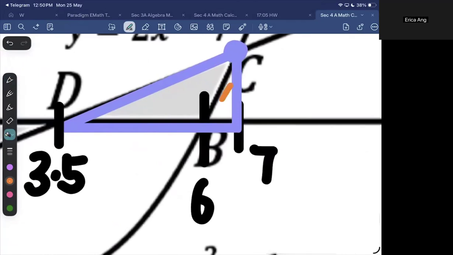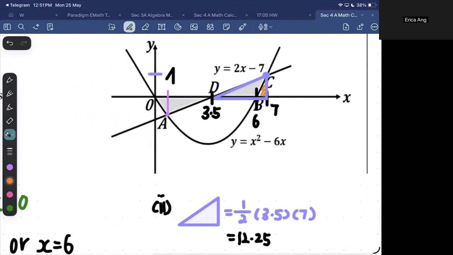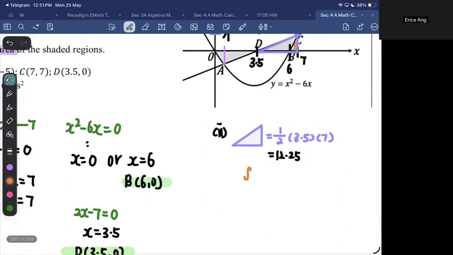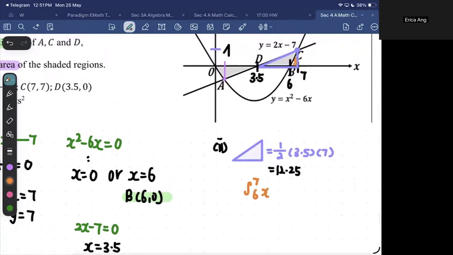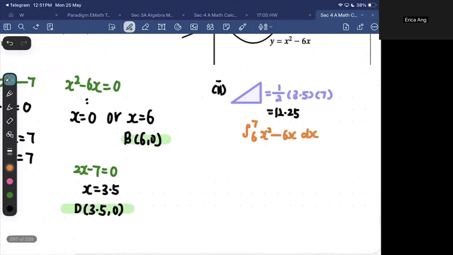So I need to find this one. Can you see this is area under the curve, right? Area under the curve. So what I'm going to do is integrate the curve from 7 to 6. The curve is x squared minus 6x. So I'm going to do this part here.